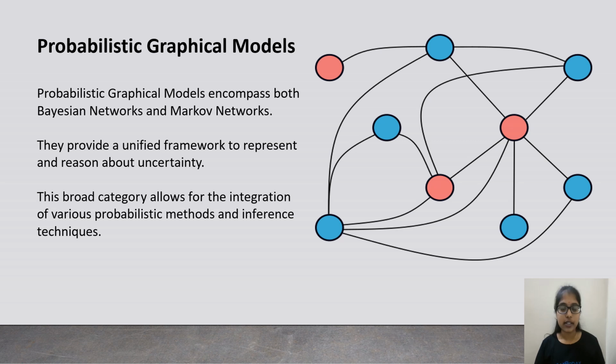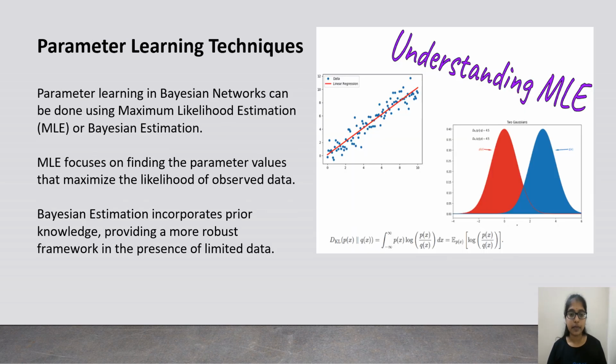Probabilistic graphical models. Probabilistic graphical models encompass both Bayesian networks and Markov networks. They provide a unified framework to represent and reason about uncertainty. This broad category allows for the integration of various probabilistic methods and inference techniques.